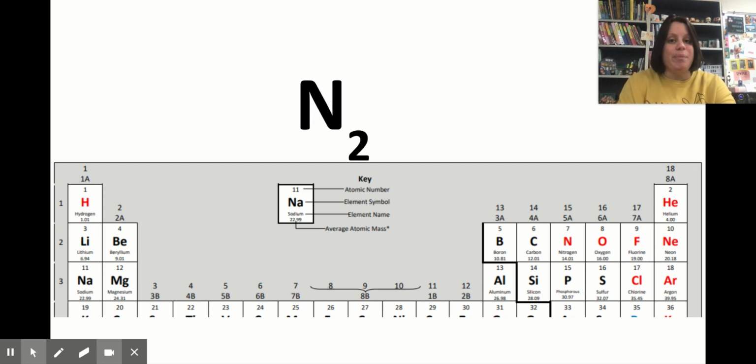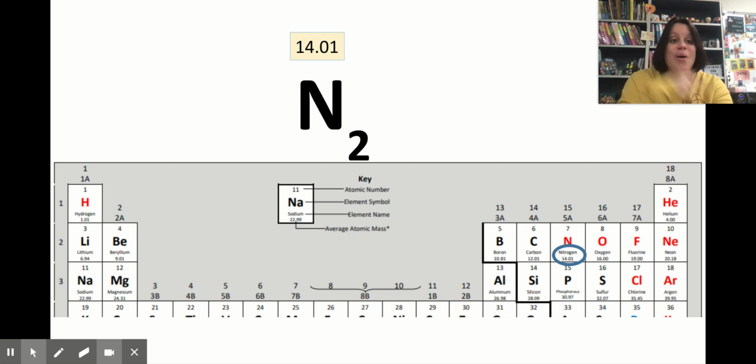So let's look at a couple more. N2. N2 is nitrogen gas. Keep in mind, nitrogen is one of those 7 diatomic molecules. So when it's by itself, it's always written with a subscript of 2 because it is a diatomic. So nitrogen's mass on the periodic table is 14.01 grams.